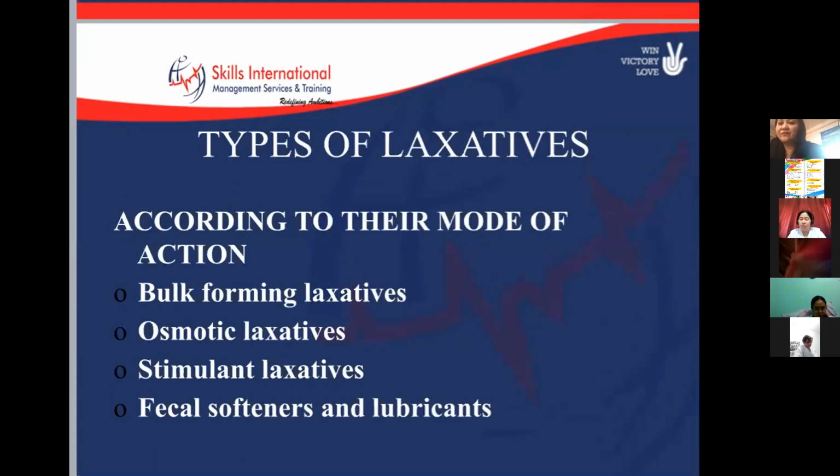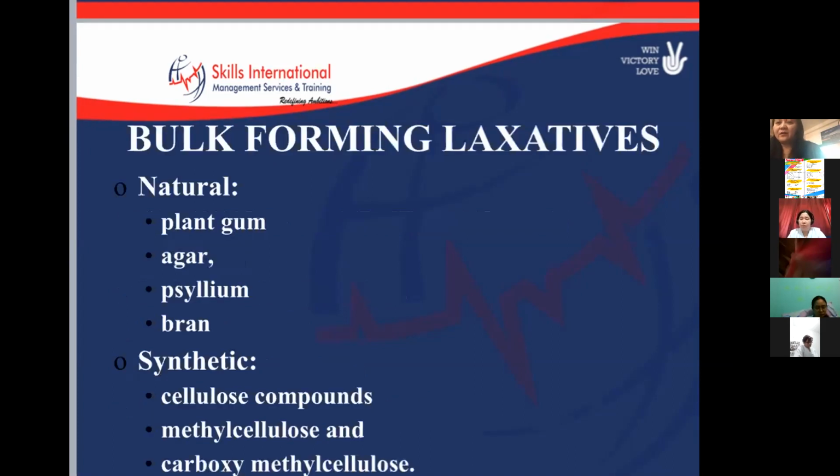Now, types of laxative according to their mode of action. There is a bulk-forming laxative, osmotic laxative, stimulant laxative, and fecal softener and lubricants. Now, the bulk-forming, I just put it here so that at least you know how or the things that are needed also. Yung natural, and there's also synthetic laxative.